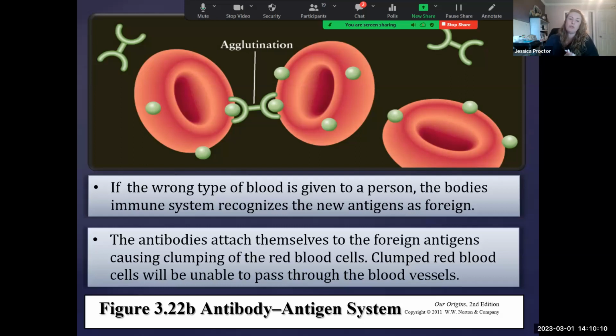Now, if you have blood type O, you can only receive from other people that have type O. So even though you can donate to anyone, you can only receive from others that have type O.